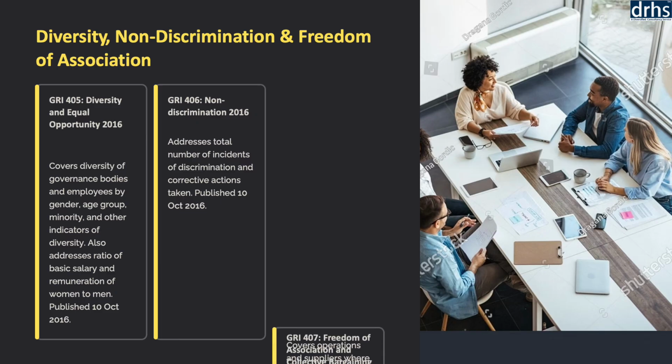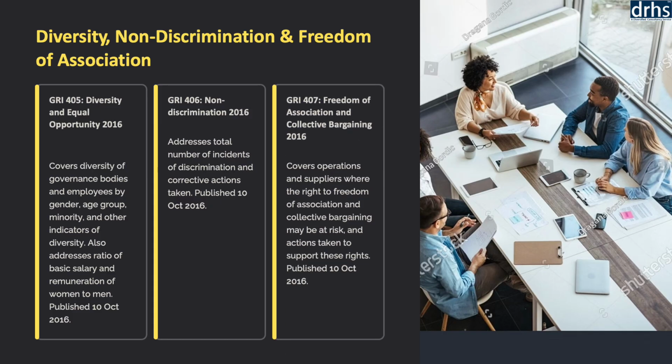identity. GRI 407, Freedom of Association and Collective Bargaining, 2016, safeguards fundamental labor rights, focusing on employees' ability to organize, engage in collective negotiations, and participate in social dialogue. It also addresses risks within operations and supply chains where such rights may be constrained. Collectively, these standards advance a human rights-centric approach, enabling organizations to promote dignity, inclusivity, and social justice while enhancing trust, compliance, and long-term organizational sustainability.